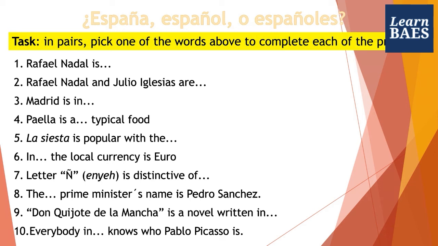Whoever is ready to answer, please shoot. Españoles. Españoles, I agree. Yeah, Rafael Nadal and Julio Iglesias are españoles. Muy bien, perfecto, correcto. Let's move on to number 3.